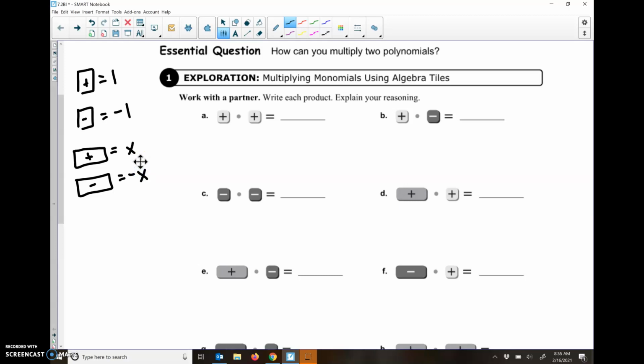So going over rules, if I multiply 1 times 1, that gives me 1. If I multiply 1 times a negative 1, that gives me a negative 1. If I multiply negative 1 times a negative 1, that gives me a positive 1. So if there's two positives, it equals a positive. If there's two negatives, it equals a positive. The only time we get a negative is if it's an odd number of negatives, like in b there, where it's negative 1. Okay? Then here we have x times positive 1, which is just 1x or x.